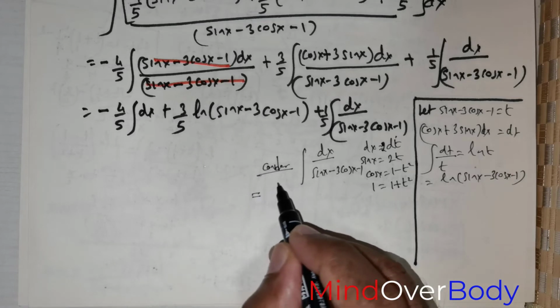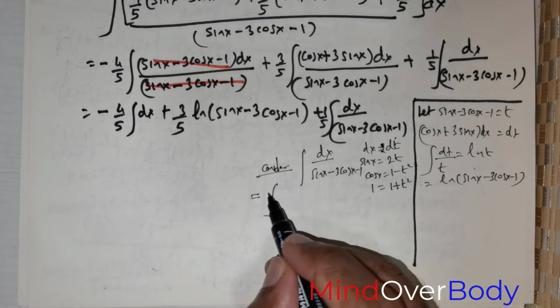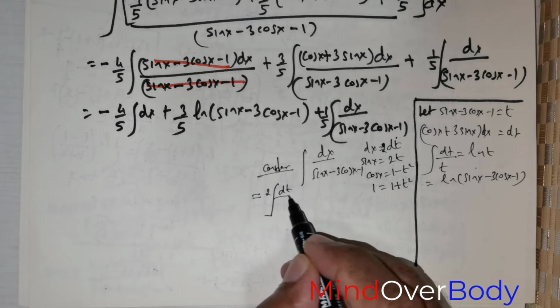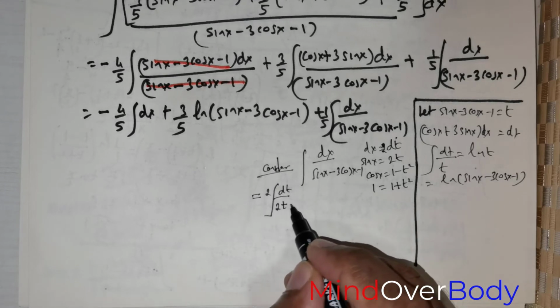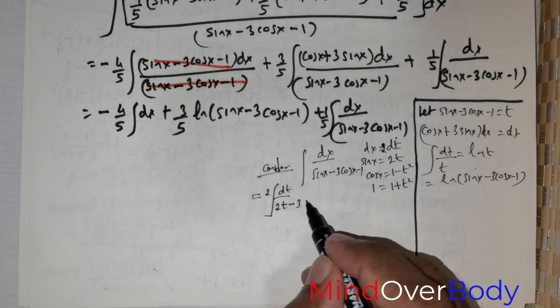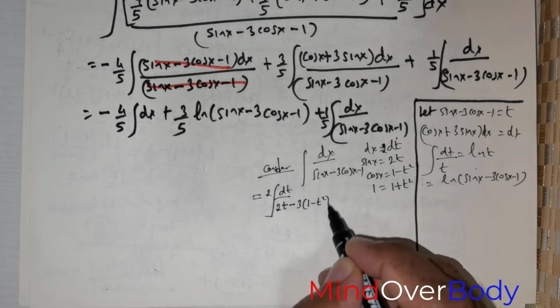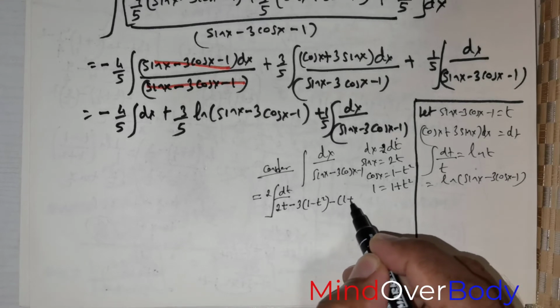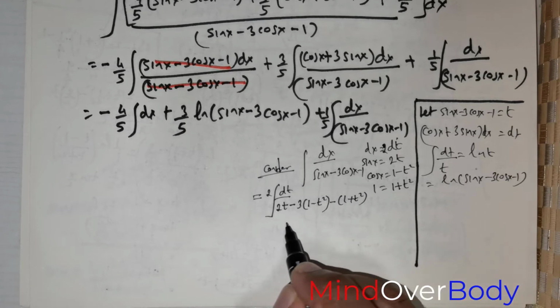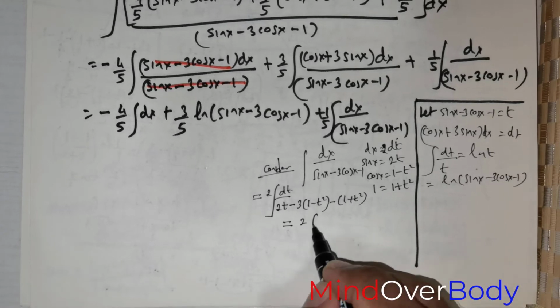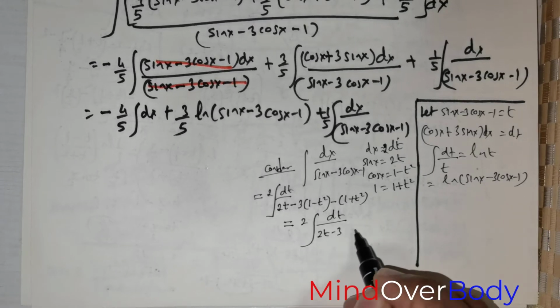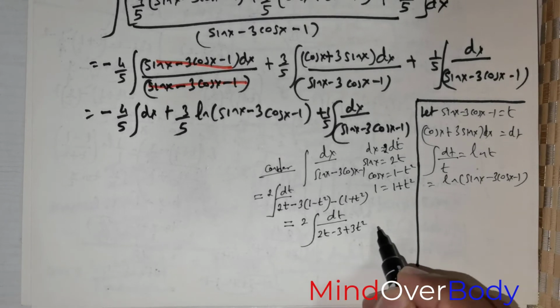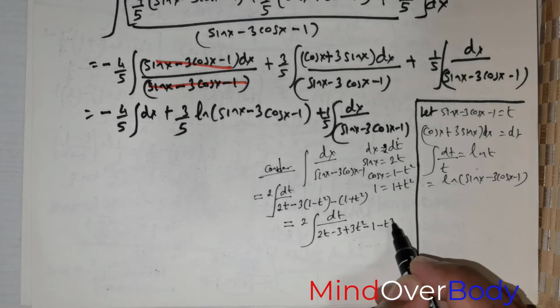So this can be rewritten as, in place of dx is going to be 2 times dt. In place of sine x it's going to be 2t. In place of cos x it's 1 negative t squared. In place of 1 it's 1 positive t squared. So this is equal to 2 times integral dt over 2t negative 3 positive 3 times t squared negative 1 negative t squared.